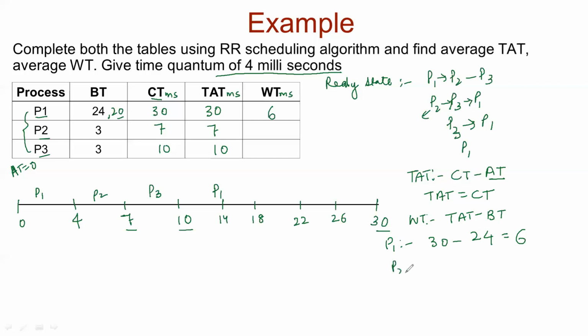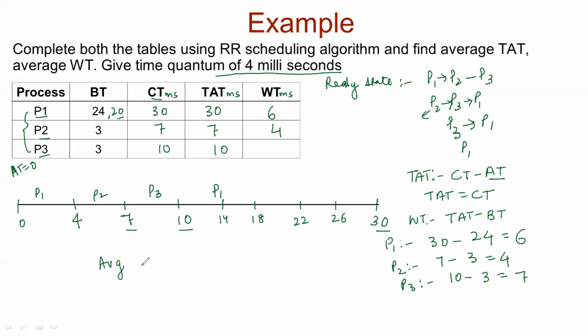For process P2, turnaround time is 7 and CPU burst time is 3. So waiting time is 4. For process P3, turnaround time is 10 and CPU burst time is 3. So waiting time is 7.